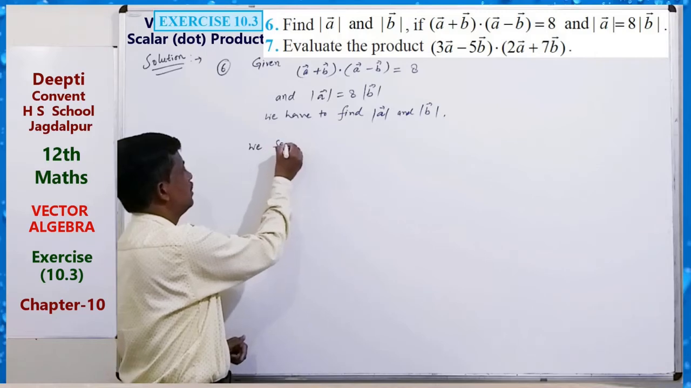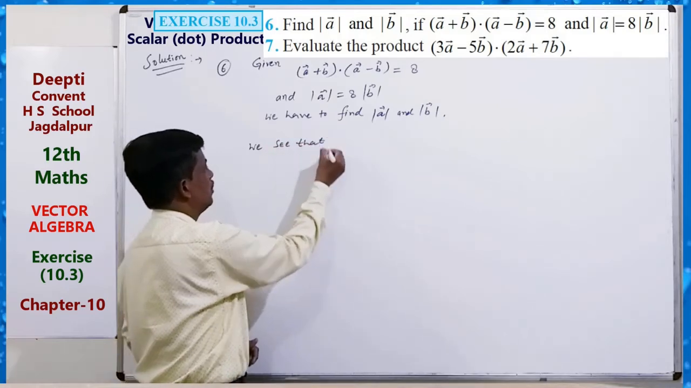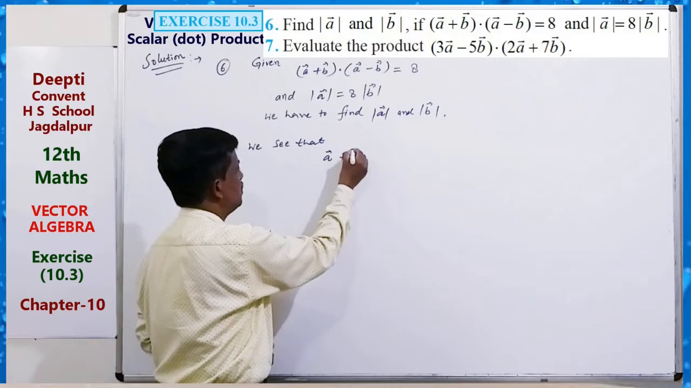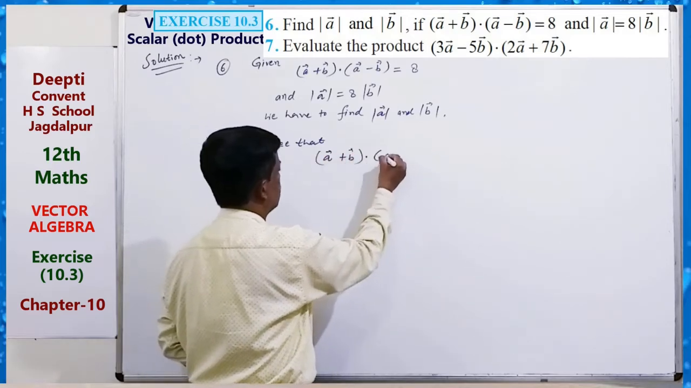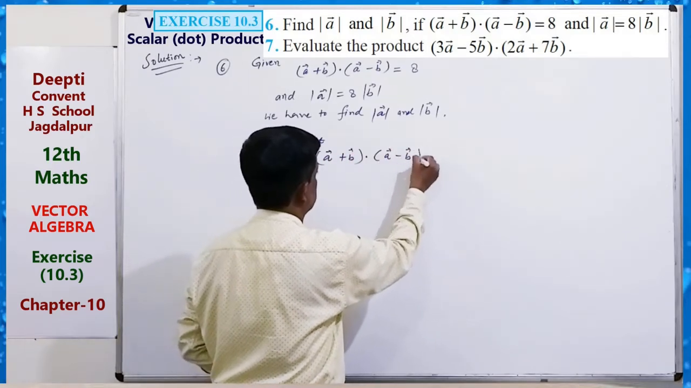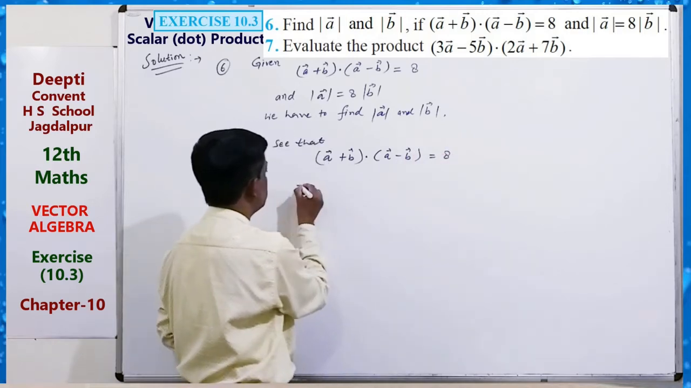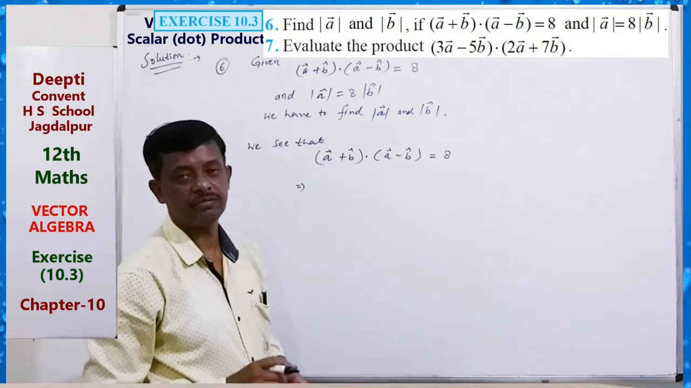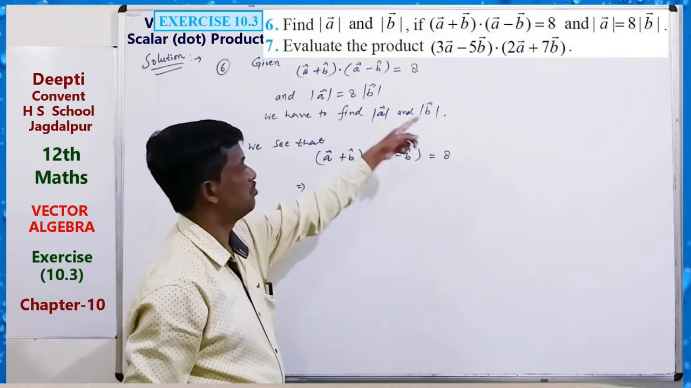We see that (A + B) dot (A − B) equals 8. Just multiply it. Our target is finding mod A and mod B.